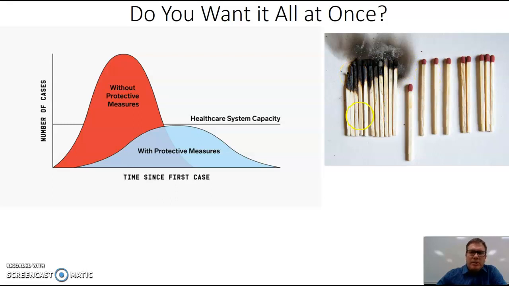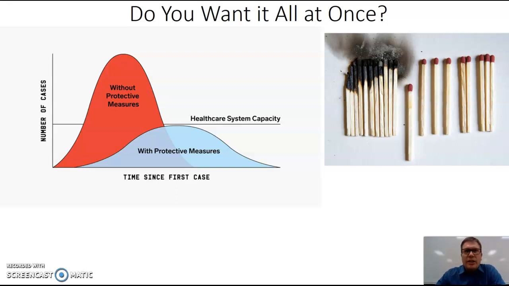Now, if you spread them out, you're still going to burn just as many matches. They're just going to go one to the next at a slower rate. That's really what this flattening the curve thing is all about. You see, our hospitals and our clinics can only handle so many people. So what we're trying to do is not necessarily keep as many people from being infected with the coronavirus. We're just trying to keep it from all happening at once and overloading the healthcare system.